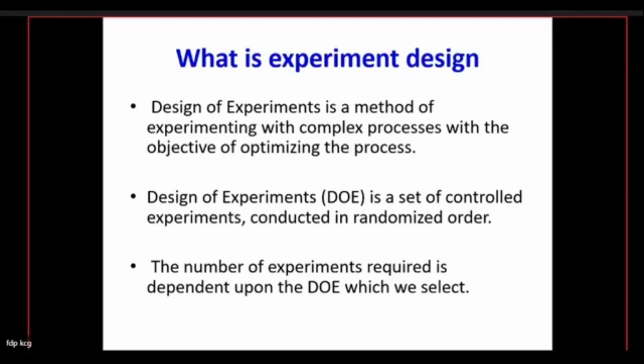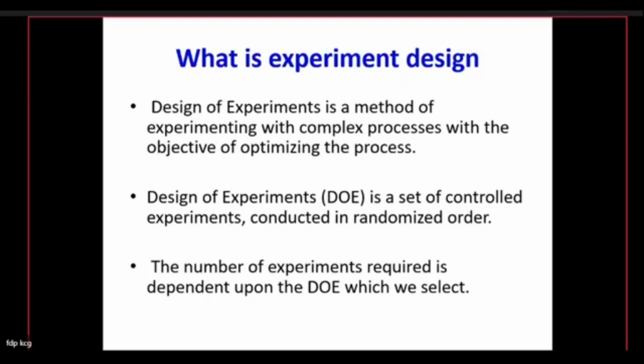Experiment design is also defined as a set of controlled experiments conducted in a randomized order. Here, each and every word is important. That is, a set of controlled experiments. So you are doing the experiment under controlled conditions. When you go to the field level, it is difficult to do the experiment under controlled conditions, and that is why we have to go for various types of design that we will discuss in the next lecture. And then you have to conduct them in randomized order.